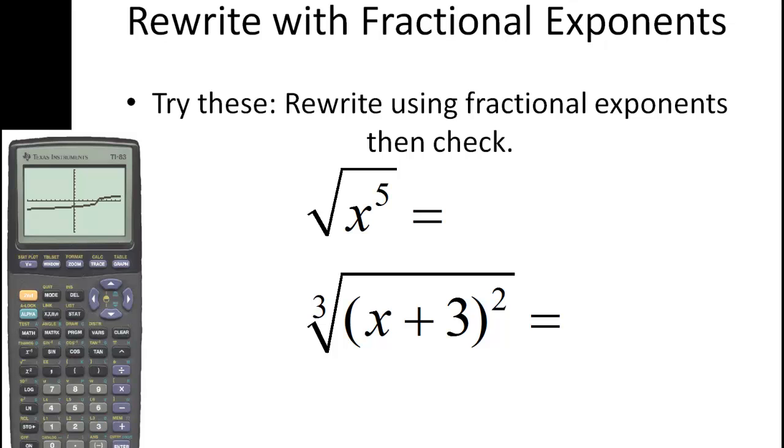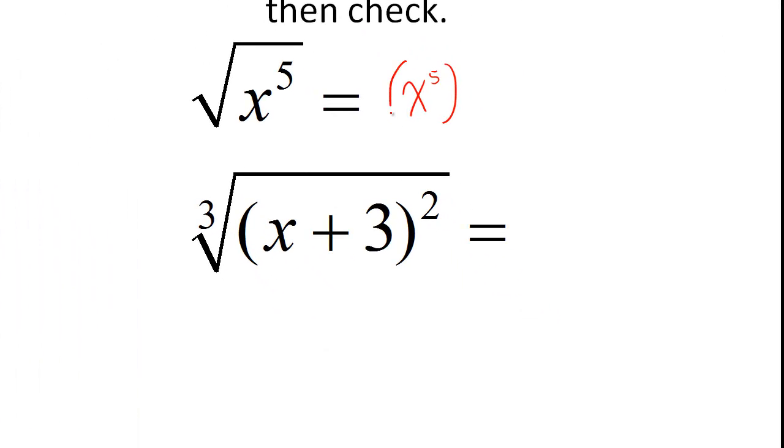All right, let's rewrite using fractional exponents, then check. So I'm going to turn off that graph there, turn off that graph there, and turn on the square root of x to the 5th. Okay, so I got that one turned on. I'm going to turn on this other one too. So I'm guessing, so this is x to the 5th. So I'm going to write this as x to the 5th and the square root to the 1/2 power.